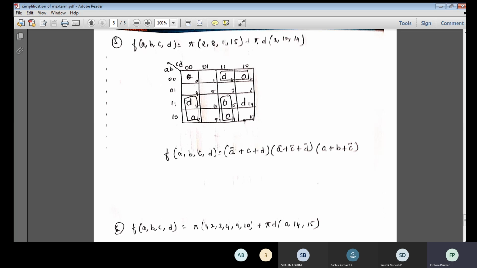So accordingly, it is covering which two rows? It is covering this and this row. Okay. So when it is covering this and this row, what you will be getting over here? It is a bar. In the same way, corresponding column, what you will be getting? It is c plus d. So what I'll be writing? A bar plus c plus d. In the same way, 11 and 15 is covering which two rows? It is covering this and this row. So what I'll be getting? It is a bar. And it is covering this column. It is c bar plus d bar. So I'll be writing a bar plus c bar plus d bar.